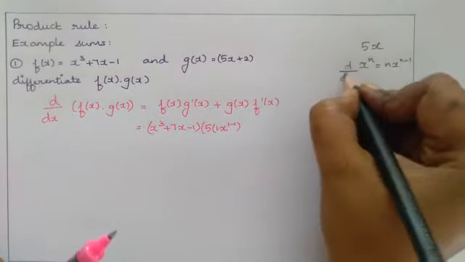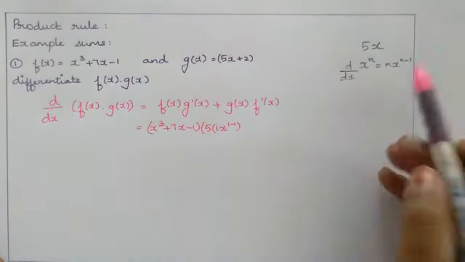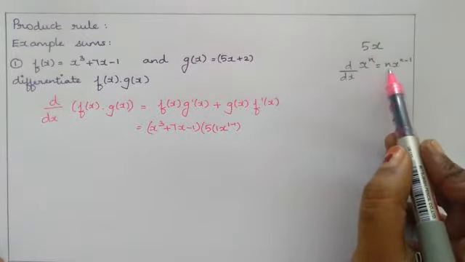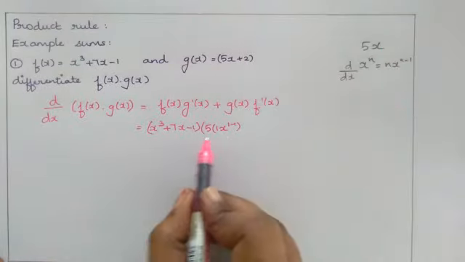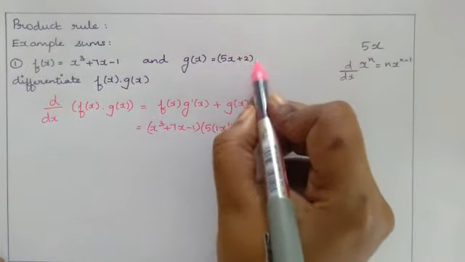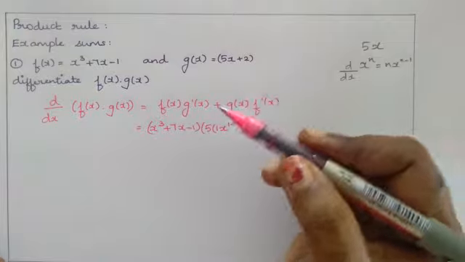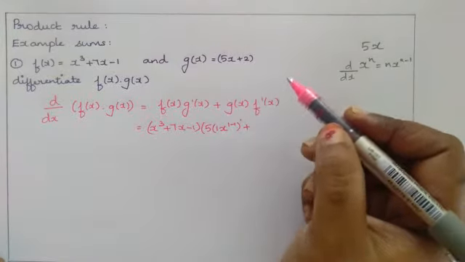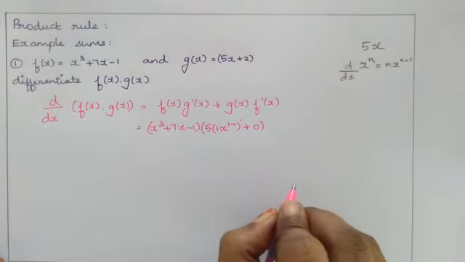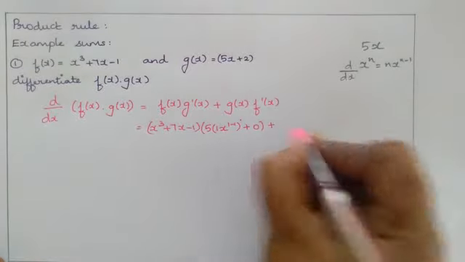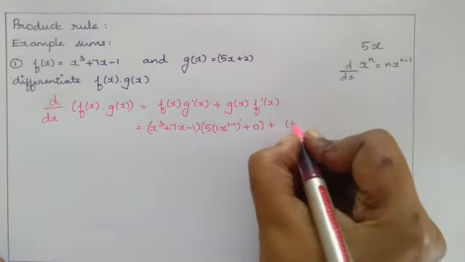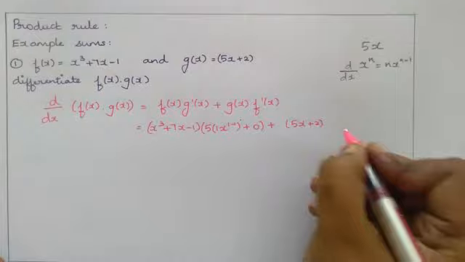That is, d by dx of x power n will be n x power n minus 1. So here the power is 1, so 1 into x power 1 minus 1. That only we have written here. Plus, we have the next term 2. What is the differentiation of a constant term? D by dx of a constant term is 0. So we'll have it as it is. Okay, then now we're going to the next term, g of x as it is. So 5x plus 2, let's have it as it is.